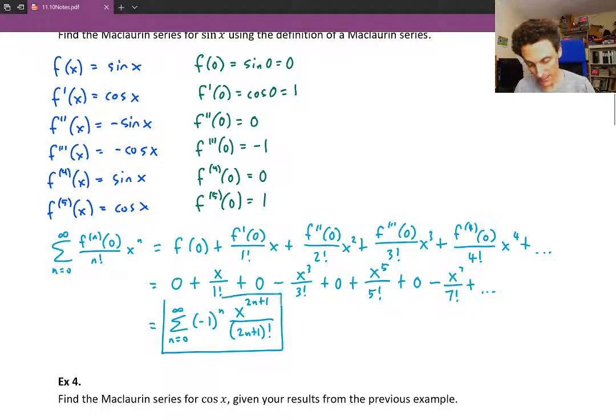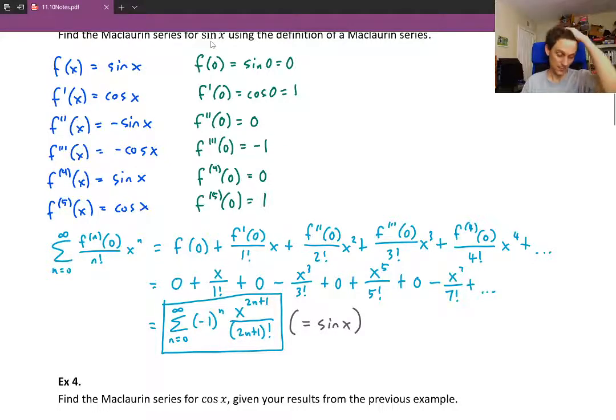There's a Maclaurin series, a series that was generated by this definition of the Maclaurin series for sine x. There it is. So this is equal to sine x, at least wherever it converges. Now, we're not asked to figure out the radius of convergence here, but I'll just let you know it's everywhere, so it turns out to be everywhere.